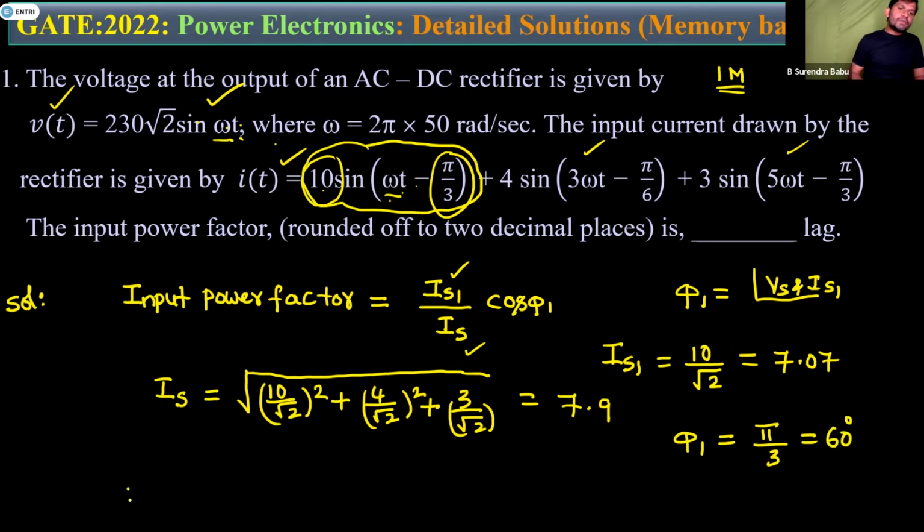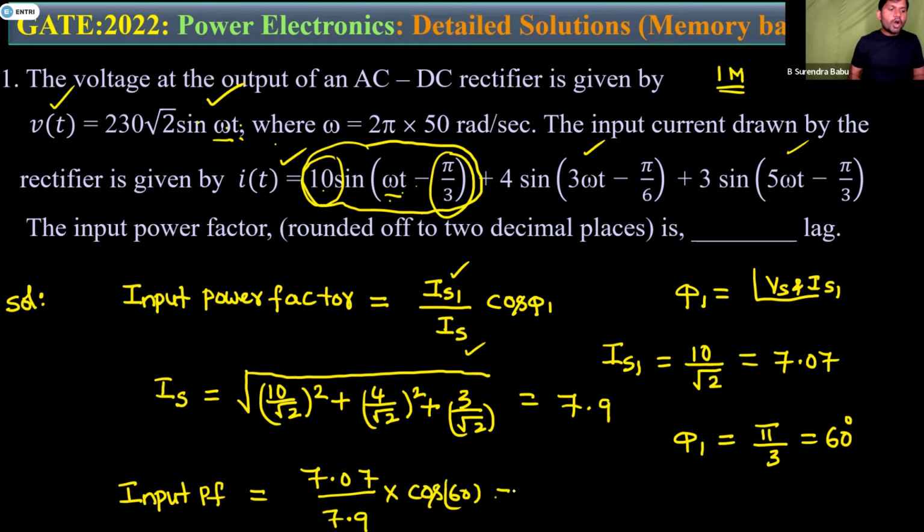Now you substitute all the values. What is the input power factor? The input power factor equals IS1 by IS into cos phi 1. What is IS1? The fundamental source current equals 7.07. Then what is IS? This is 7.9, into cos 60. You simplify this, how much do you get? Yes, students, tell this one. What is the value of 7.07 by 7.9 into cos 60? This is approximately equal to 0.447. The input power factor is always lagging. Already it is given, this is the lag. 0.447, yes, this is the input power factor.